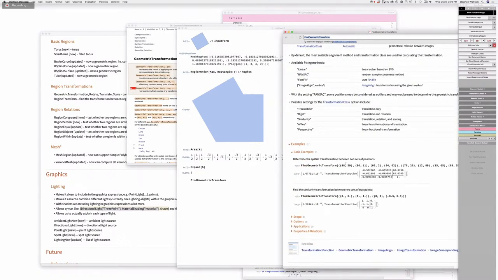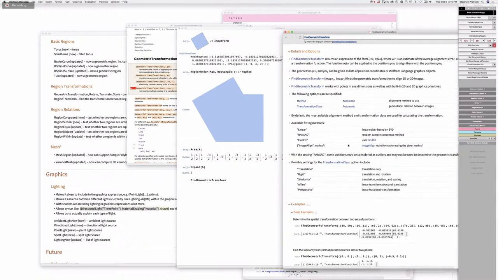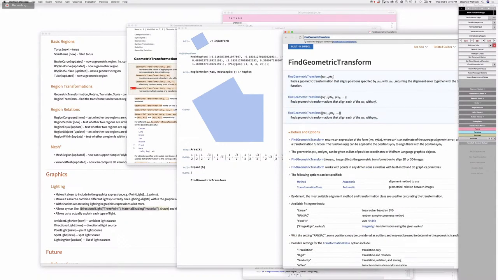Oh, gosh. So find geometric transform and find region transform do completely different things? They both return transformation functions. Both seem to have the same goal, which is to find a mapping between a point set or two regions, represented by a transformation function. Yes, but one does a fitting, so it tries to approximate, even though the mapping is not exact. And fine geometric transform actually works on ordered sets.